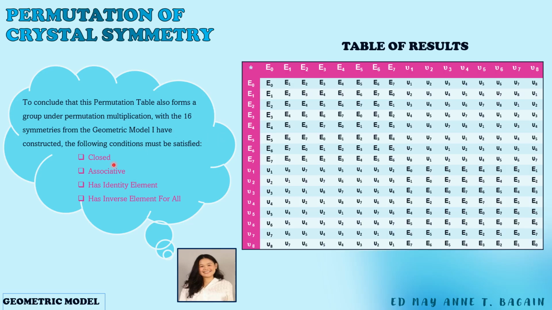The following conditions must be satisfied. Okay, so now that we can see here the completed permutation table, what we need to do next is to check if this can form a group. Okay, if this permutation table also forms a group under permutation multiplication. So we can say that this table can be a group if it's closed, if it's associative, has an identity element, and has an inverse element for all.